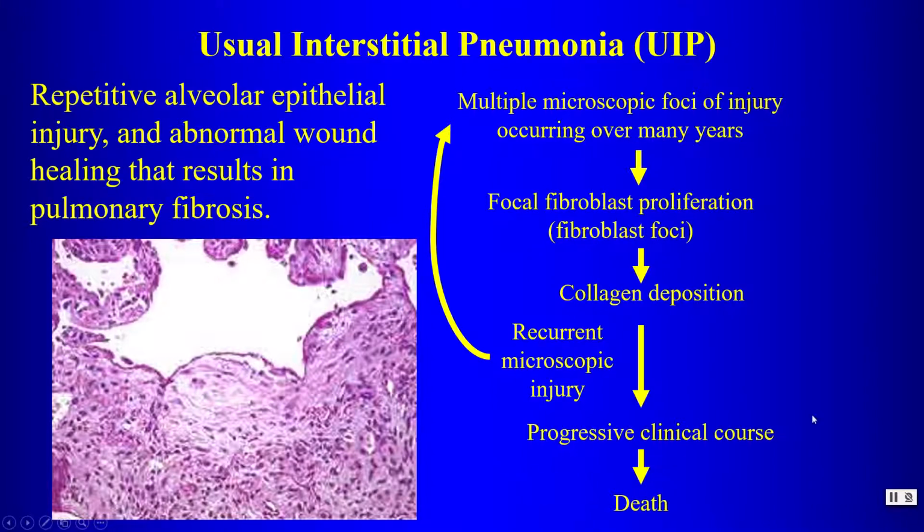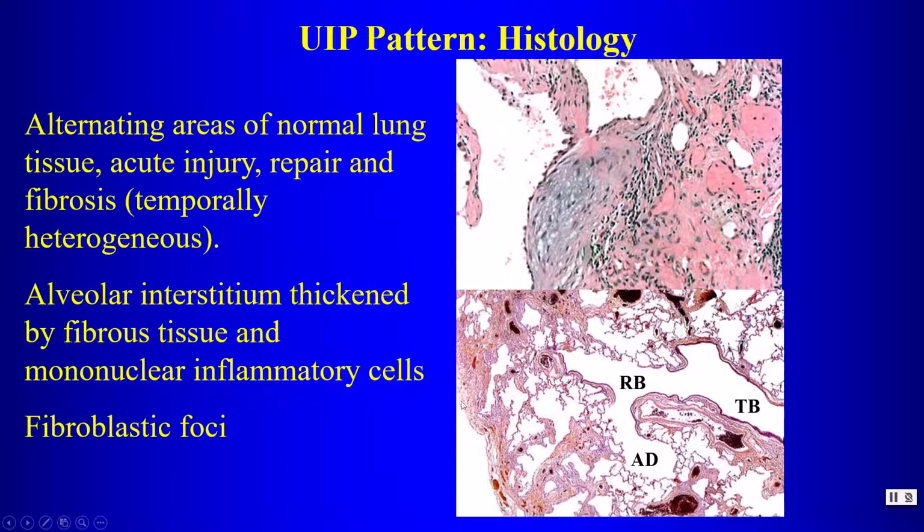So there will be multiple microscopic foci of injury that occur over time, over years, and then we get focal fibroblast proliferation, the fibroblastic focus, which is this area over here. This is what the pathologist will look for, this kind of clump of fibroblasts. This results in collagen deposition, recurrent microscopic injury, and then you get into this vicious cycle where this continues on, and then we get progressive fibrosis and worsening of the clinical course, and eventually it can result in death.